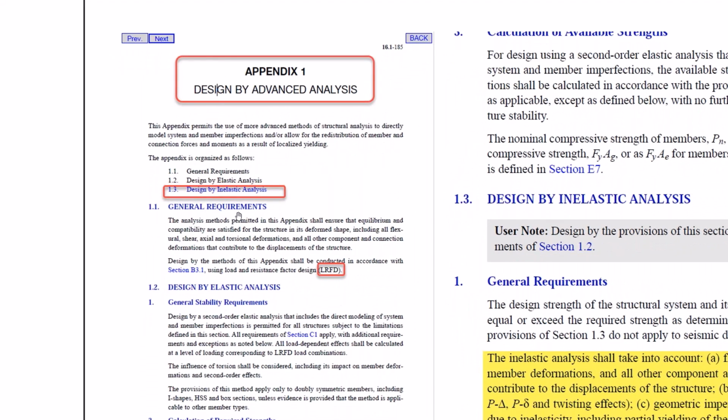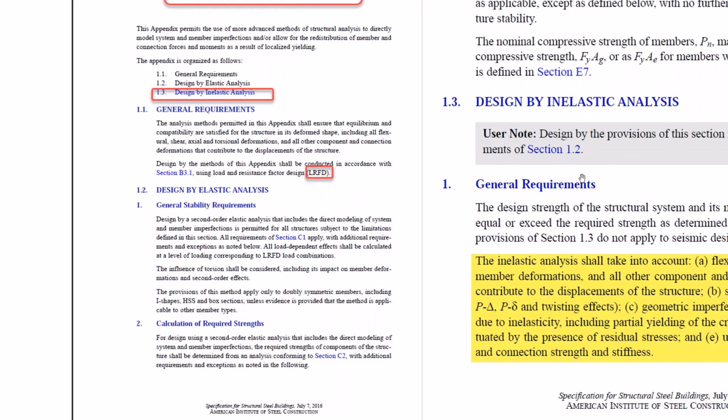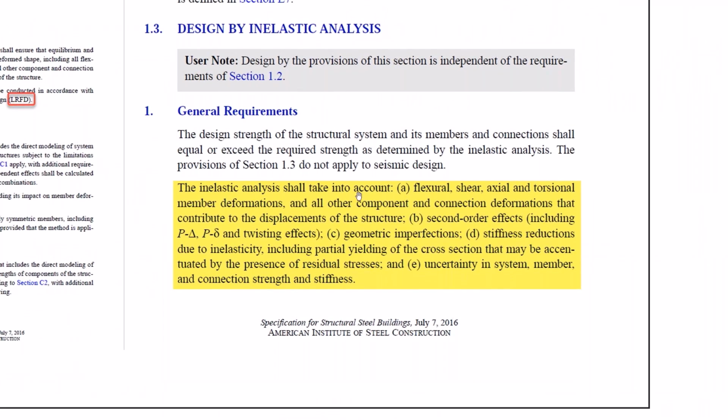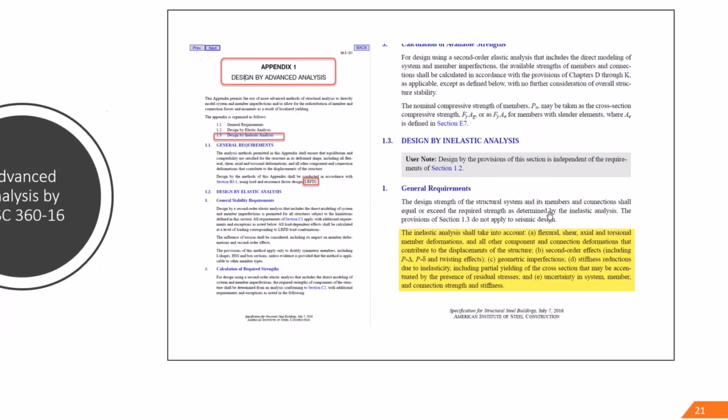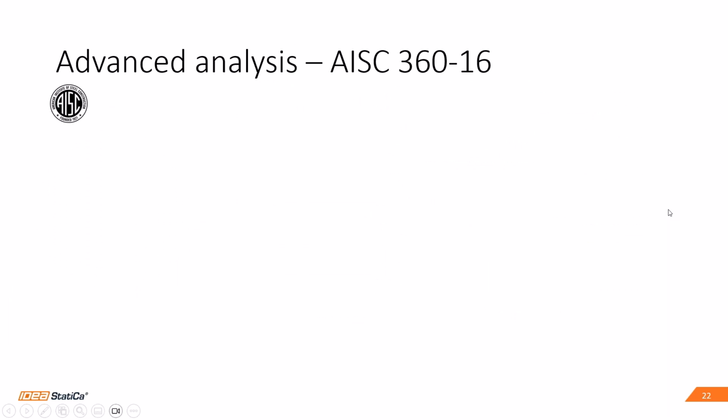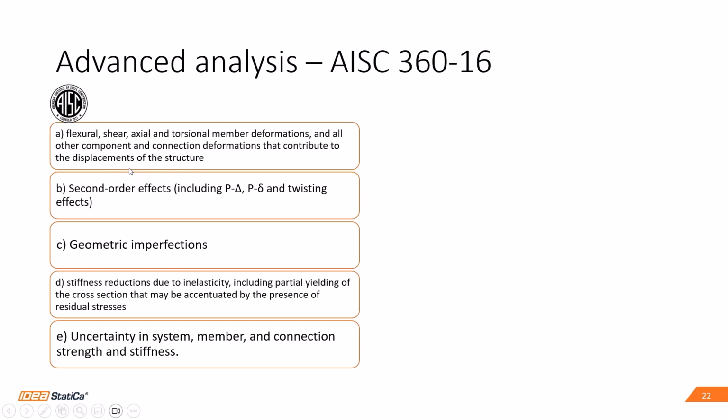That appendix is divided by the general requirements, okay? And then the second and the third are design by elastic analysis and design by inelastic analysis. The one that I am referring to is 1.3, design by inelastic analysis, okay? And here you can see the general requirements and what the inelastic analysis shall take into account. So I made that list over here, and this is what AISC is asking.